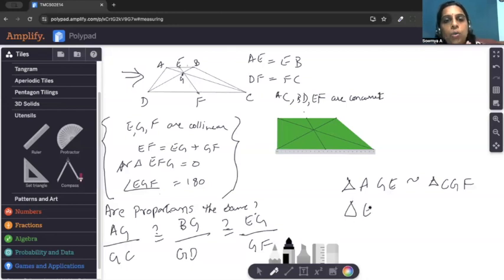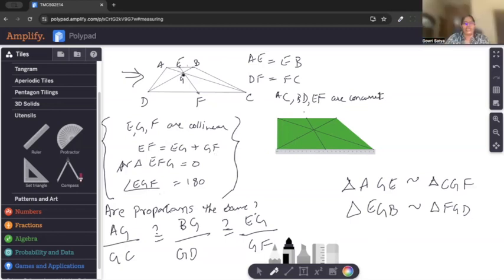AGE similar to CGF, and both of them include the line joining the midpoints. The other thing is triangle EGB similar to FGD. So EGB to FGD. Right. So these two.